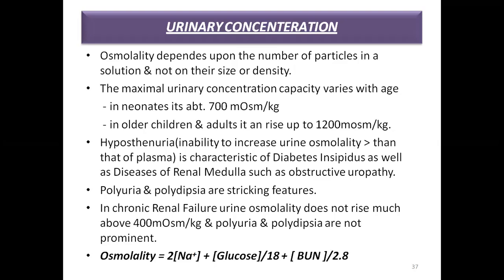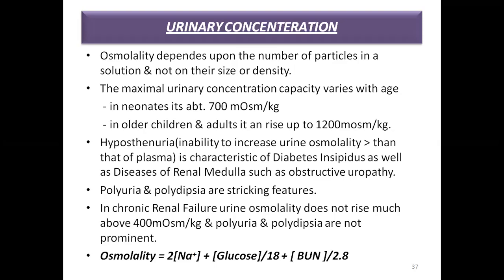Polydipsia and polyuria are striking features, and as we know, diabetes insipidus is associated with such symptoms. In chronic renal failure, urine osmolarity does not rise much, about 400 milliosmoles per kg, and polyuria and polydipsia are not common. So again, we have this differential. Suppose you have urine with very low concentration, but still you are not having polyuria and polydipsia, then you can think of chronic renal failure.